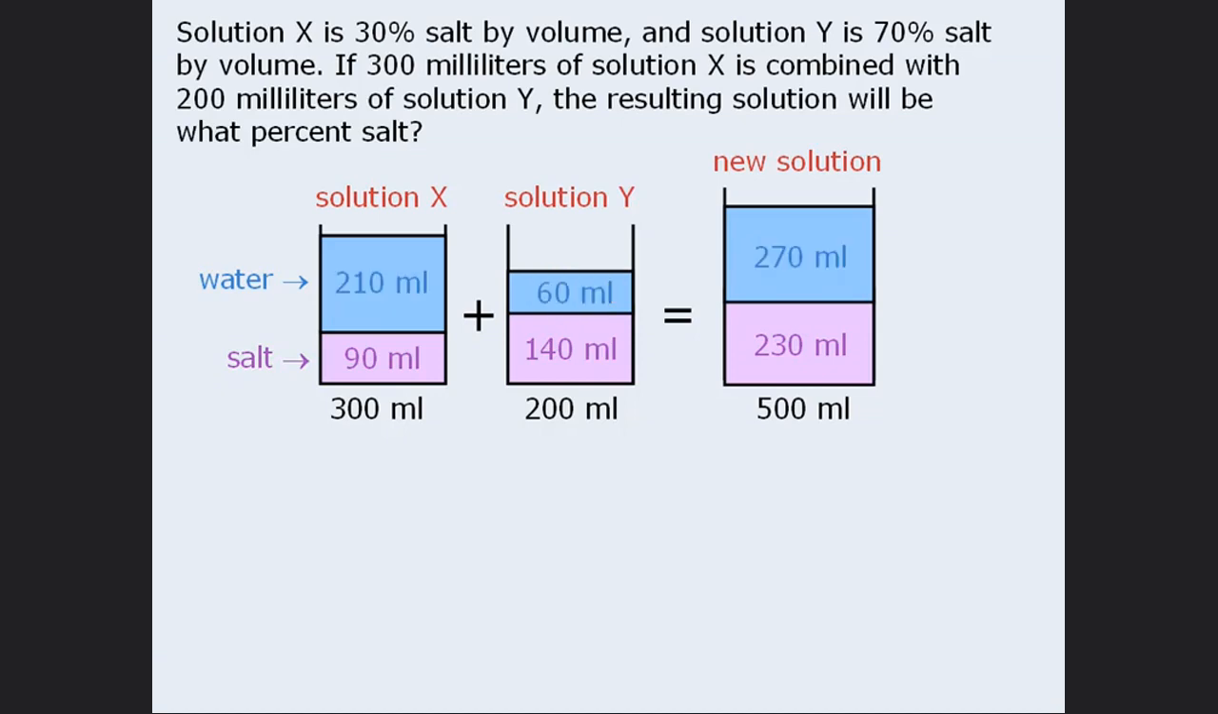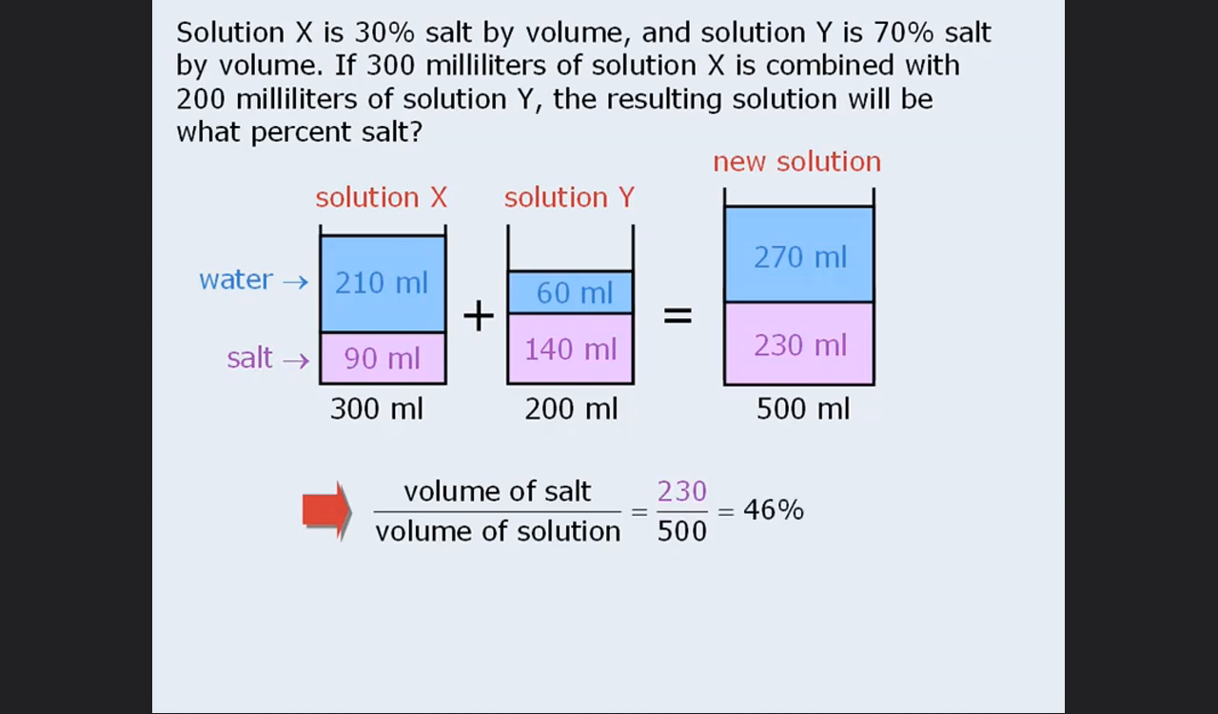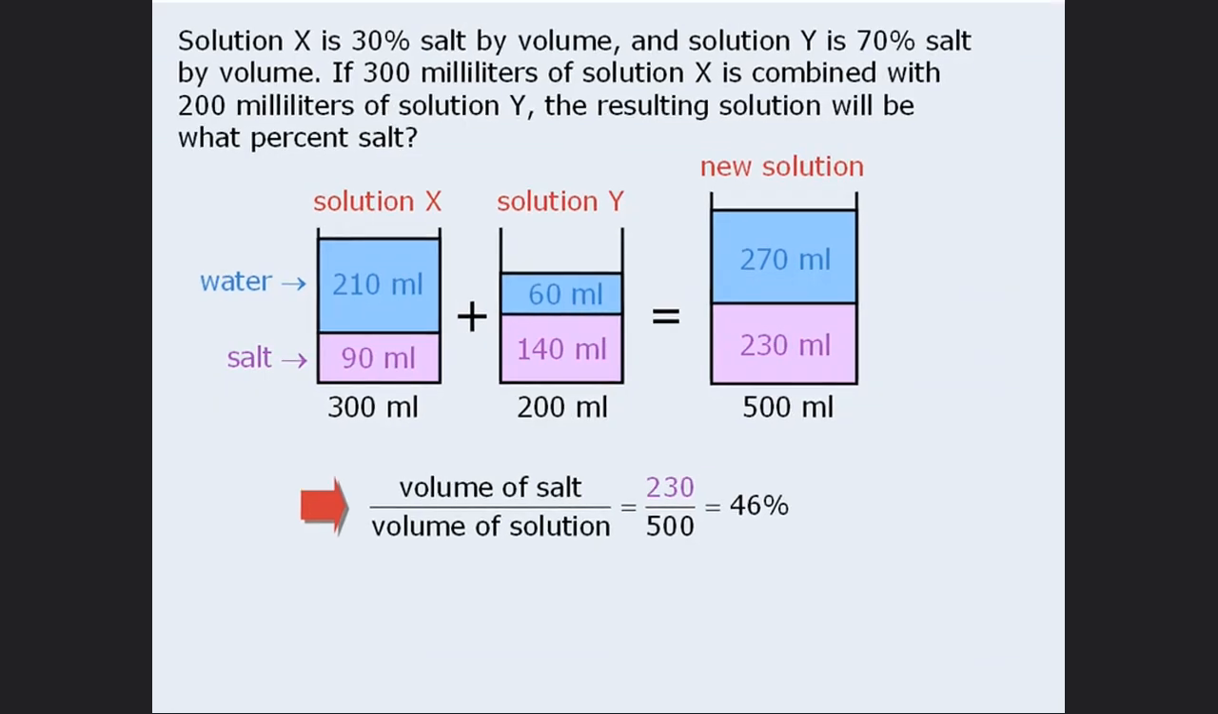Now if we express the salt concentration of the new solution as a fraction, it will equal the volume of salt over the total volume of the new solution. So in the new solution there is 230 milliliters of salt and there is 500 milliliters of solution in total. When we convert this fraction to a percent, we get 46%. So the new solution is 46% salt by volume.